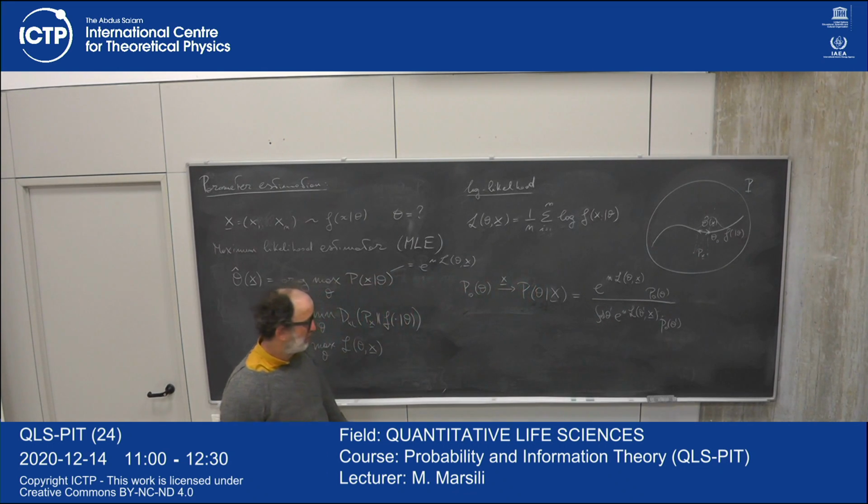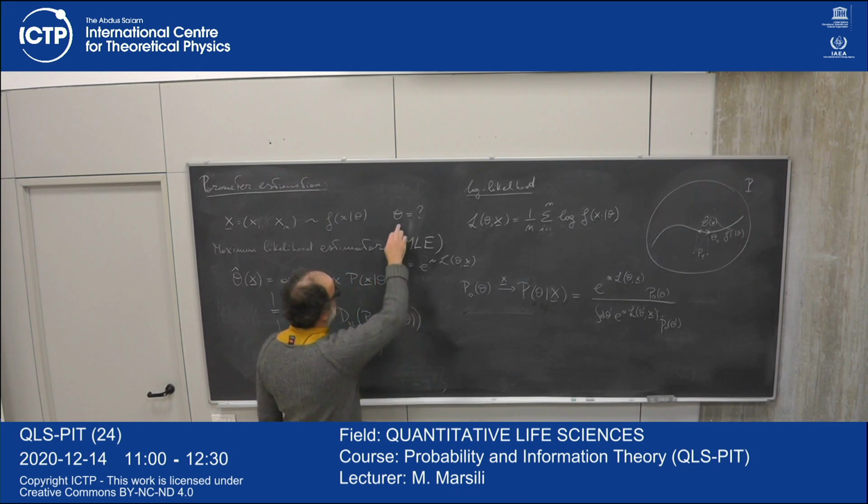So what I'm going to consider now is just the case where we have one single parameter in order to keep the mathematics simple. But then we are going to see how this extends to the case where the family depends on more than one parameter. So you have a d-dimensional vector of parameters.